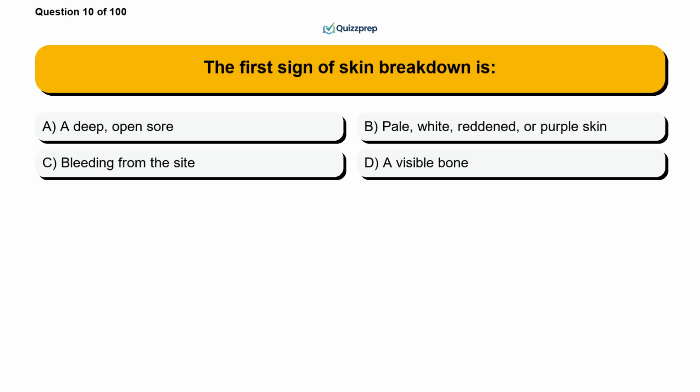Question 10. The first sign of skin breakdown is: Option A, a deep, open sore. Option B, pale, white, reddened, or purple skin. Option C, bleeding from the site. Option D, a visible bone.